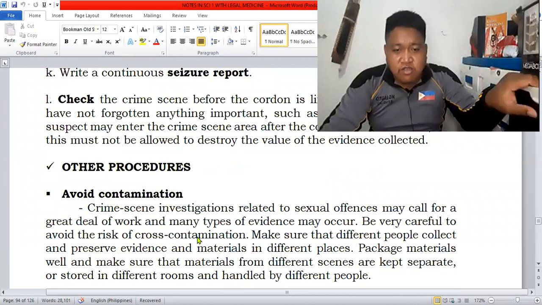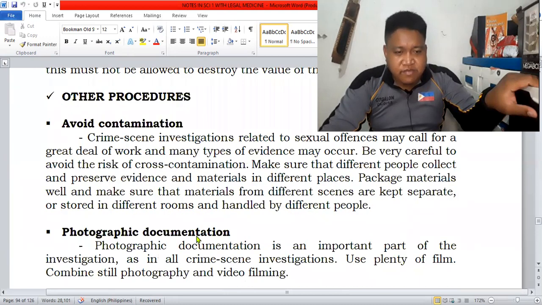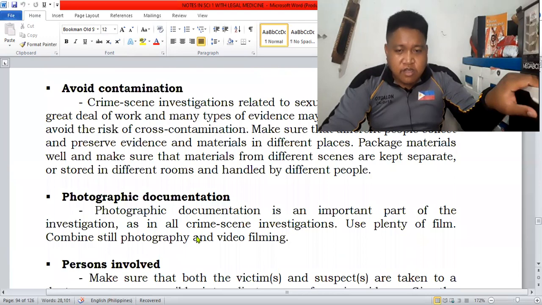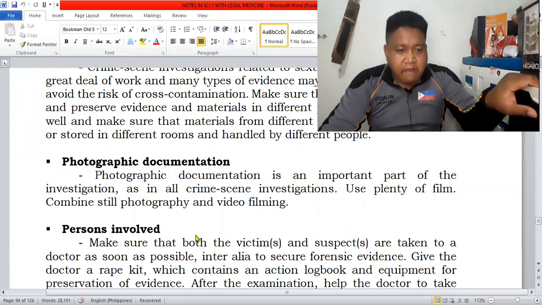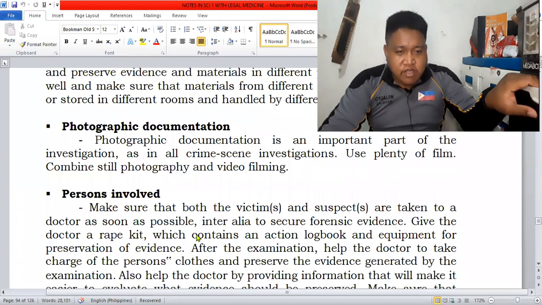Crime scene investigation related to sexual offenses may call for a great deal of work, and many types of evidence may occur. Be very careful to avoid the risk of cross-contamination. Next, photographic documentation is an important part once again, and persons involved must make sure that both victims and suspects are taken to a doctor as soon as possible to secure forensic evidence.